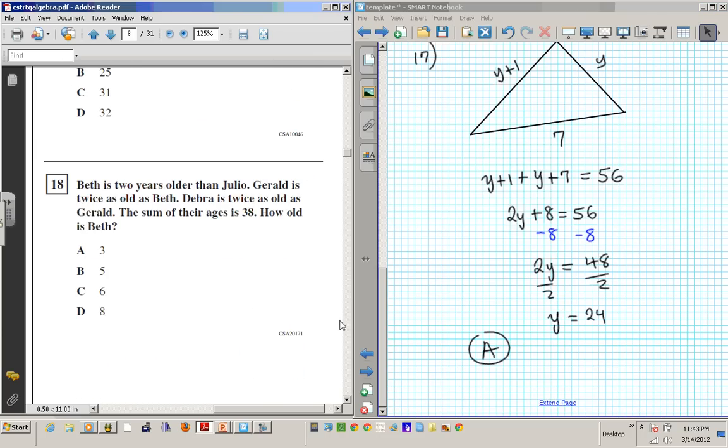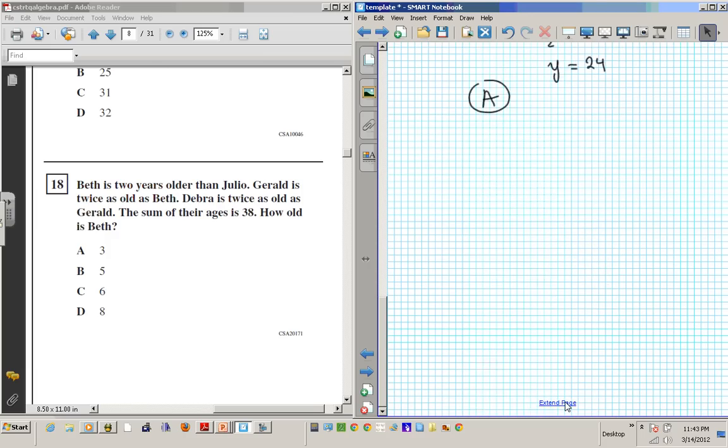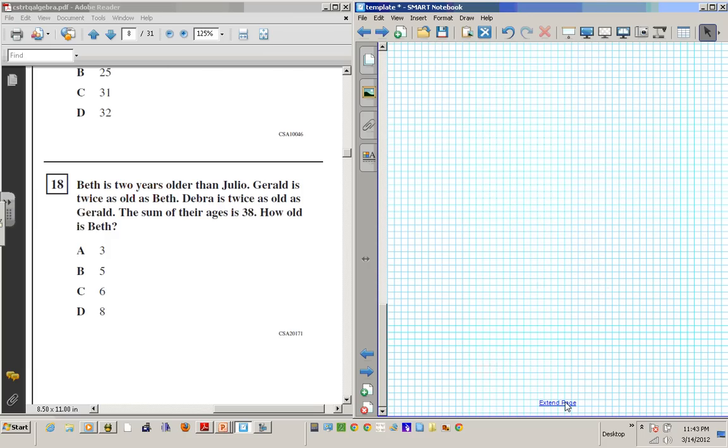Okay? Alright, let's move on to number 18. Number 18 says Beth is 2 years older than Julio. Gerald is twice as old as Beth. Deborah is twice as old as Gerald. The sum of the ages is 38. How old is Beth? So Beth is written in terms of Julio.